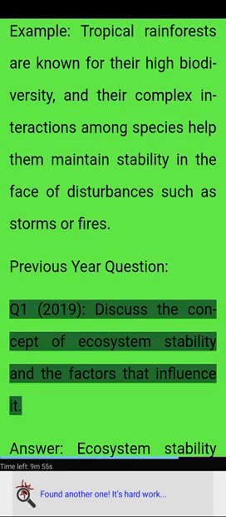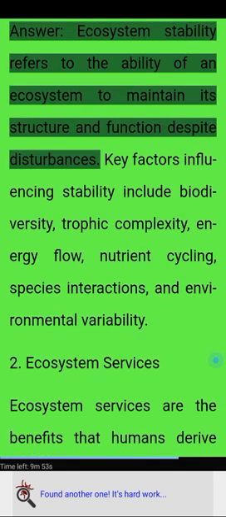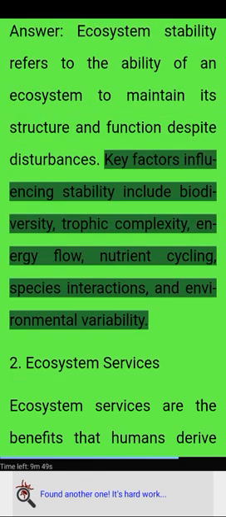Previous year question. Q1, 2019: Discuss the concept of ecosystem stability and the factors that influence it. Answer: Ecosystem stability refers to the ability of an ecosystem to maintain its structure and function despite disturbances. Key factors influencing stability include biodiversity, trophic complexity, energy flow, nutrient cycling, species interactions, and environmental variability.